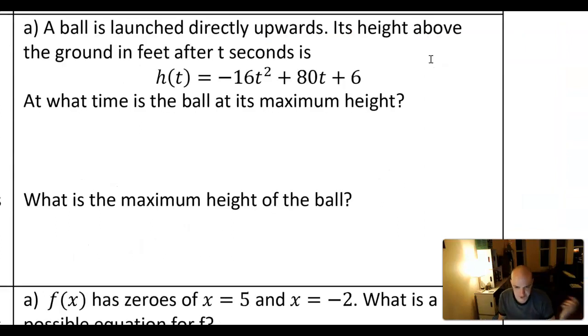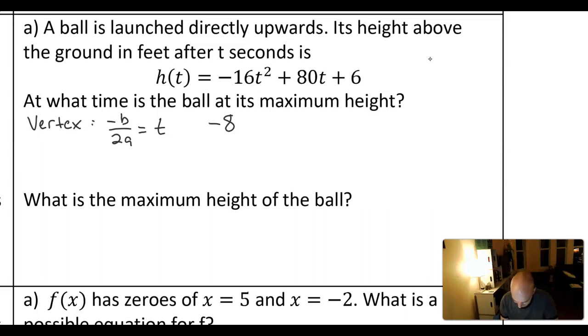All right, for this next question, it's actually pretty much the same as the previous questions, just with a different variable and a different context. A ball is launched directly upwards. We know its height above the ground in feet after t seconds. So at what time is the ball at its maximum height? Well, that's going to be where the vertex of the parabola is. And the vertex is at negative b over 2a. In this case, though, it's not going to be an x value. It's a t value because t is the input variable.